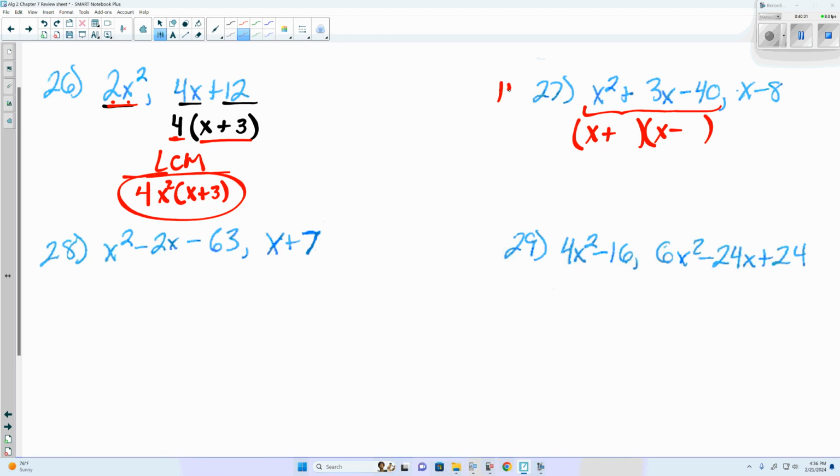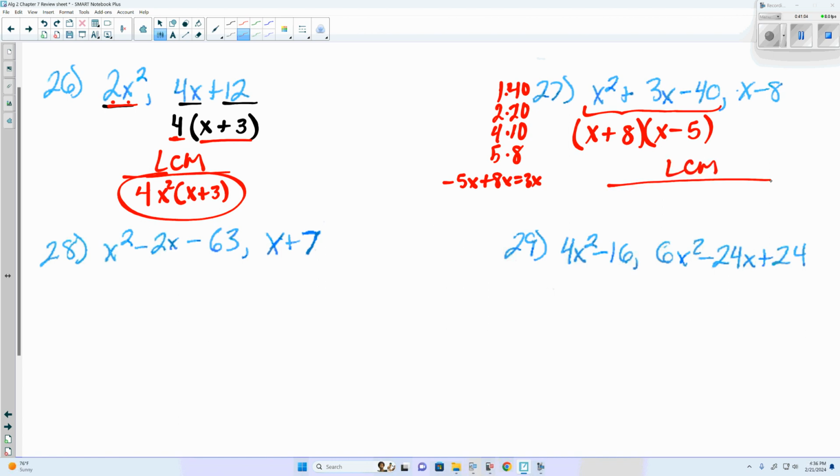And factors of 40, 1 and 40, 2 and 20, 4 and 10, 5 and 8. We're actually going to have 8 and 5 for this here. And if we check this here, x times 5 is negative 5x. 8 times x is plus 8x, giving us a positive 3x. So those are the factors that we wanted.